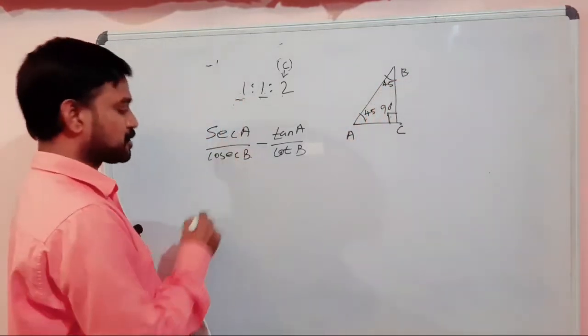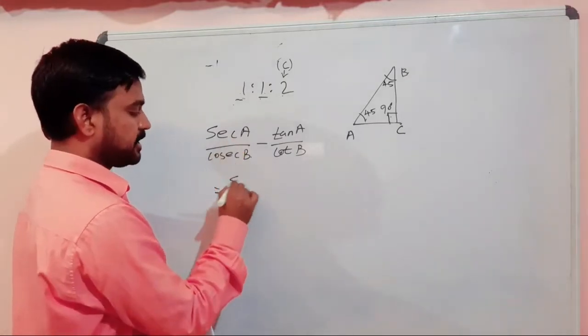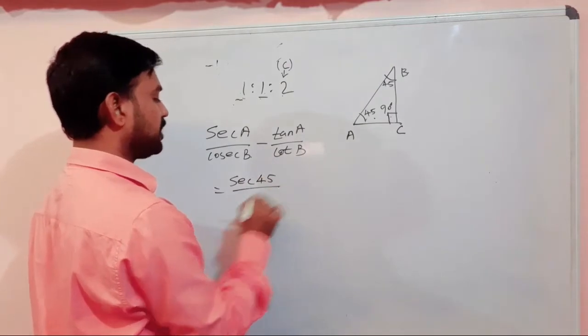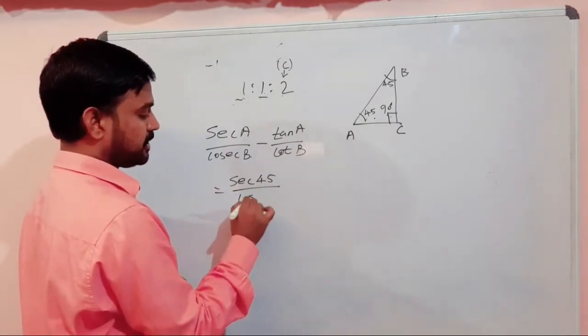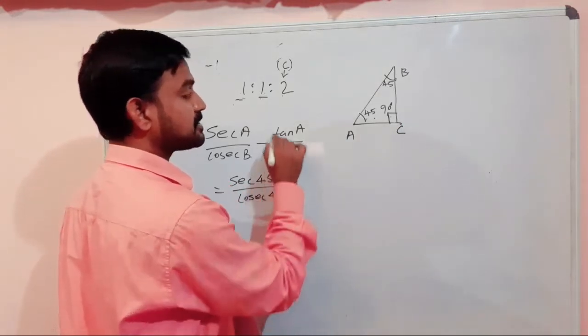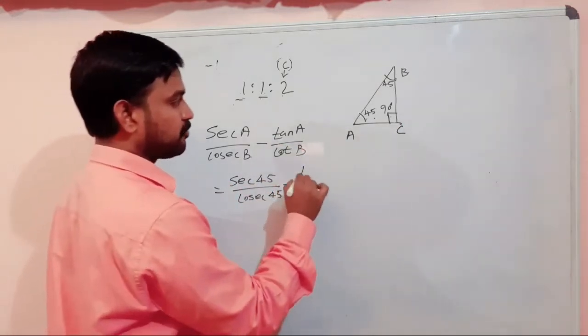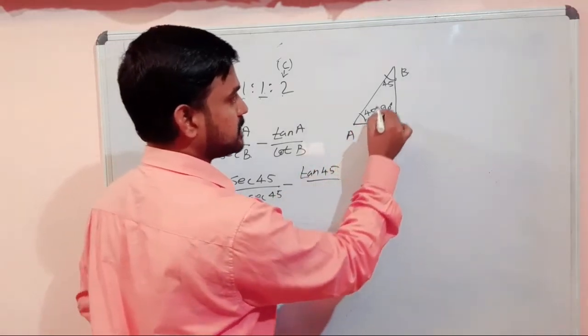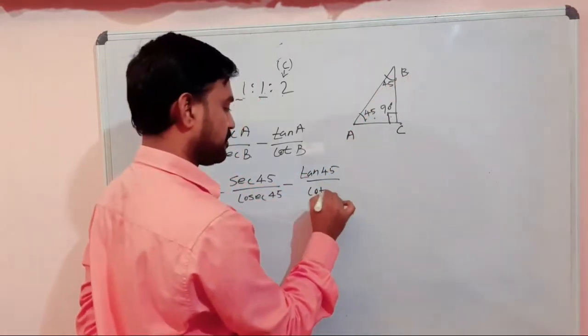Now we can go to this question. What is sec A? Sec A is equal to 45. So sec 45 divided by cosec B. What is cosec B? Cosec B is also 45, minus tan A. What is tan A? Tan 45 divided by cot B. Cot B means cot 45.